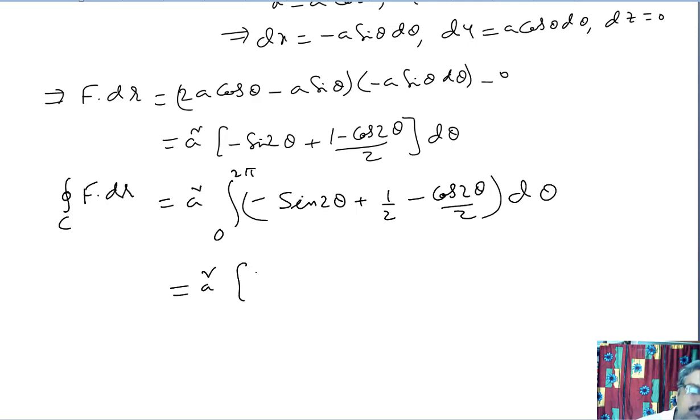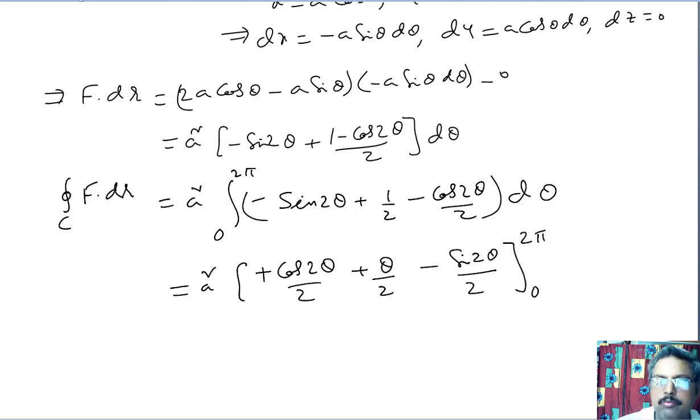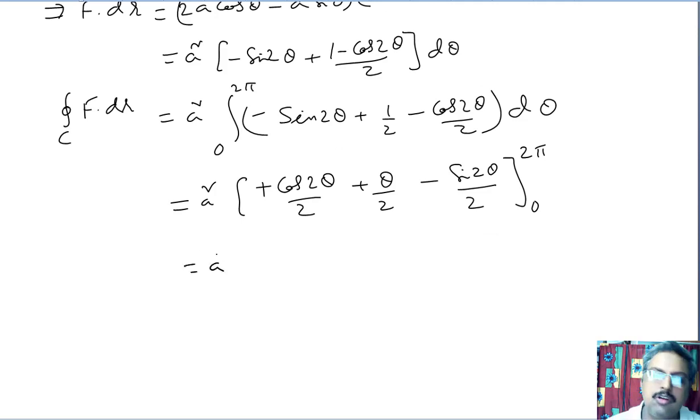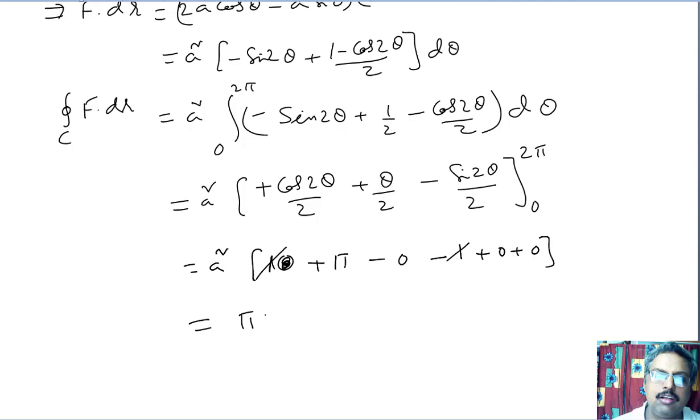d theta. A square into minus cos 2 theta by 2 plus theta by 2, minus or minus plus, sin 2 theta by 2, from 0 to 2 pi. Put theta equals 2 pi: this value is 0, this value is pi, this value is 0. If you put theta equals 0, this value is 1. If you put theta equals 0, minus 1, 0, plus 0. Finally, this one cancels, pi a square.